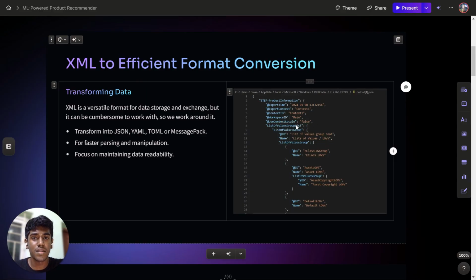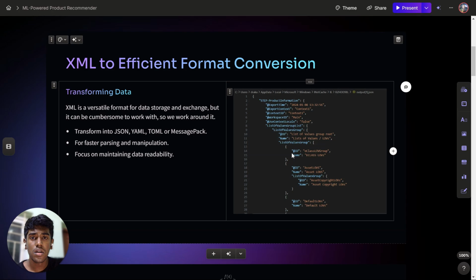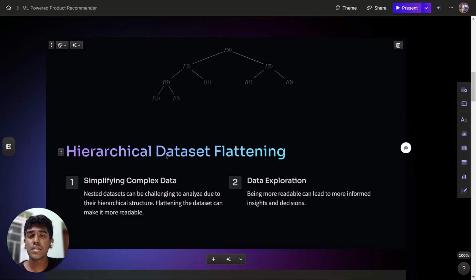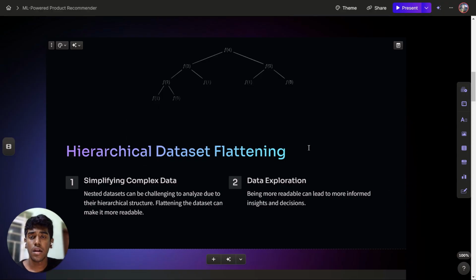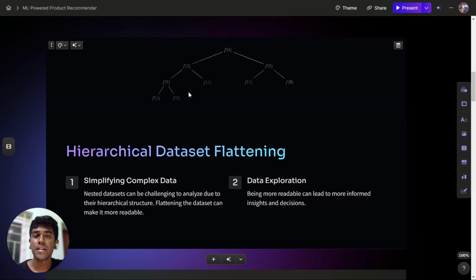And as you can see, it becomes something like this. This looks way more readable than an XML format. Moving on, as you can already see, our data set is all in a nested fashion. To deal with the nested structure, I'm using data set flattening. While I have to simplify my data, I'm flattening it so that it is way more readable. While we are doing data exploration, being more readable can lead to better insights as well as decisions. So we are making this hierarchical data set into something flat and linear.